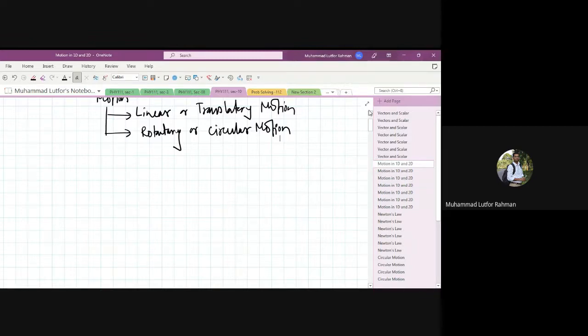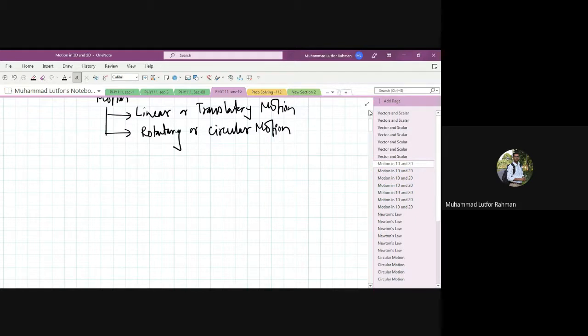To describe linear and translational motion, we'll mostly focus on the kinematics of the system. The system is anything under my investigation. So sometimes I will say particle or car, etc. Whatever I'm dealing with is known as the system in physics. So we'll talk about the kinematics of the system.